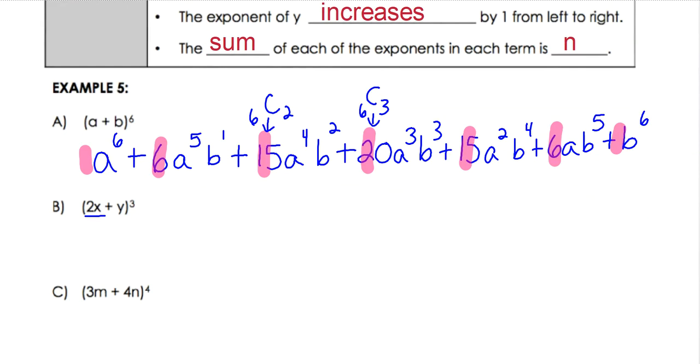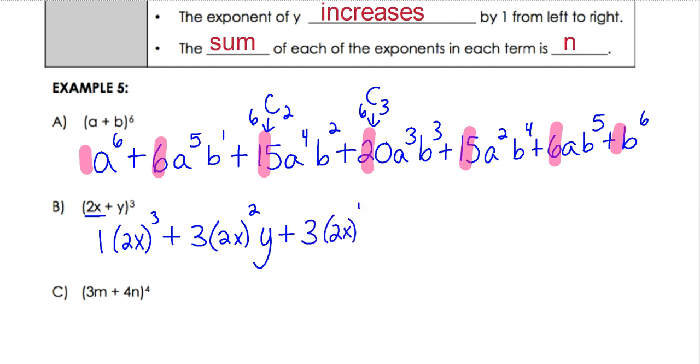So what that means is that my coefficient is 1, but 2x, the whole thing, is being raised to the 3rd power. So we're going to have to simplify that a little bit here in a second. Then my next coefficient is 3, and then 2x is being raised to the 2nd power, and y would be raised to the 1st. And if we keep going, my next coefficient is 3. Now 2x is only being raised to the 1st power, and y is being squared. And then finally, we just have y to the 3rd. So that's what it would look like. We're going to simplify a little bit though.